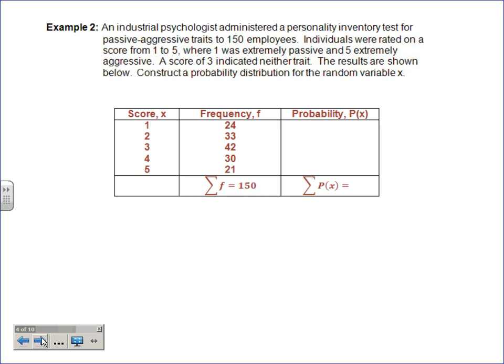So how are you going to figure out those probabilities? To find out this one, you're going to take 24 and divide it by 150. So 24 divided by 150 would be that number, and so forth. If you do that, hopefully you get 0.16. So go ahead and calculate some probabilities here real quick.